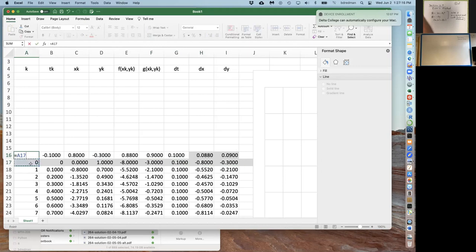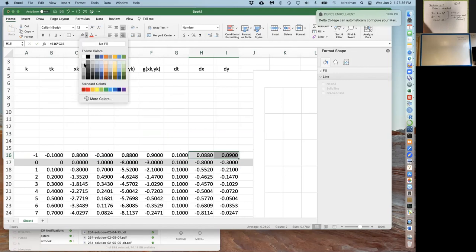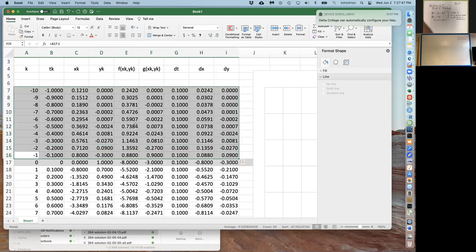So 0, -1. Got it. Okay, now I don't know why those are all not right justified, but I'll make them all right justified. And now I'll see if I can pull up. So this is a little bonus work here. I'm going forwards in time and backwards in time with Euler's method. Let's go backwards 1 second.